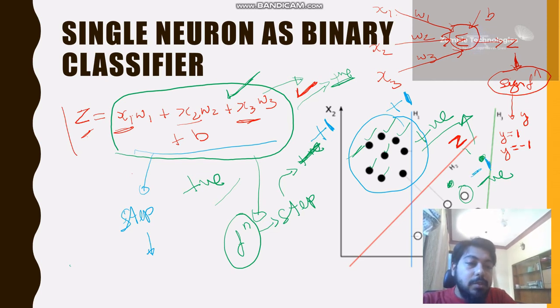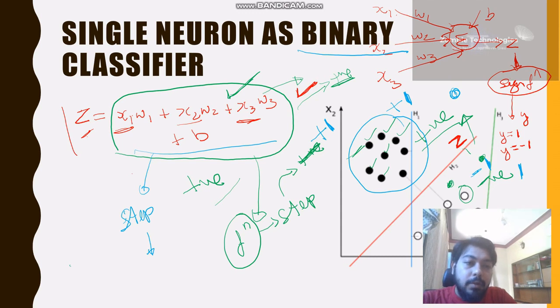So I can use a neuron simply to classify two distinct classes, that is, binary. I can simply use it as a binary classifier. I could say this belongs to class 0, this belongs to class 1, or vice versa, depending upon how I treat my output. So I can simply say a single neuron here is acting as a binary classifier.